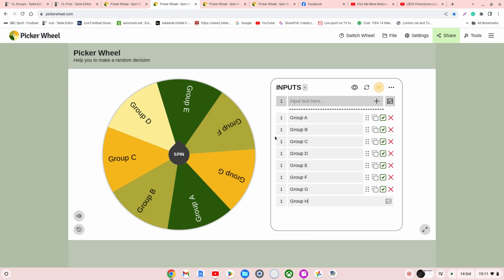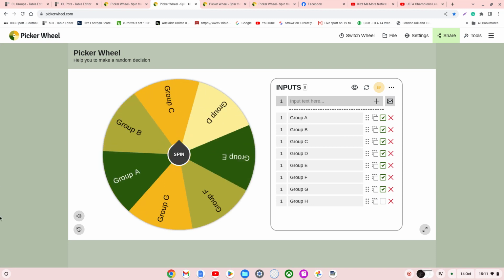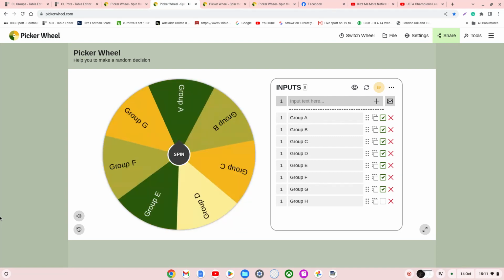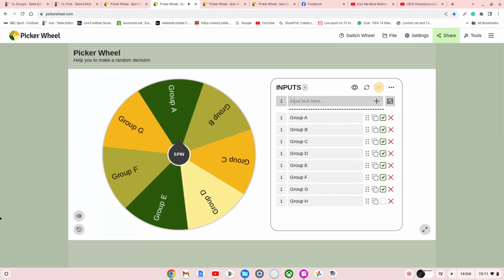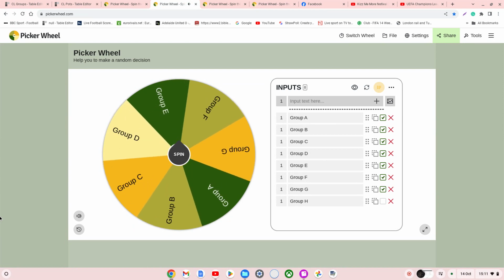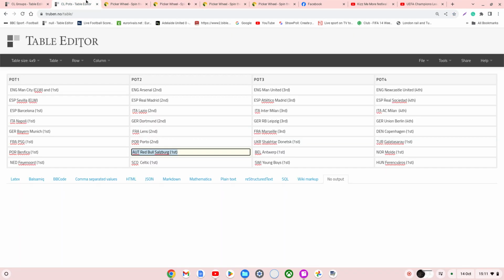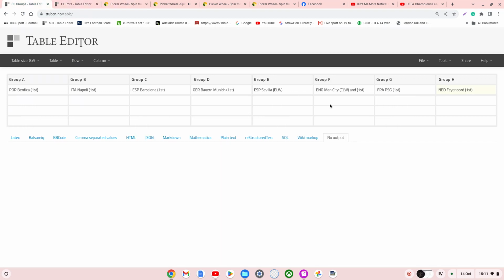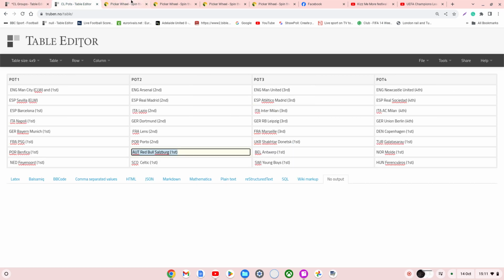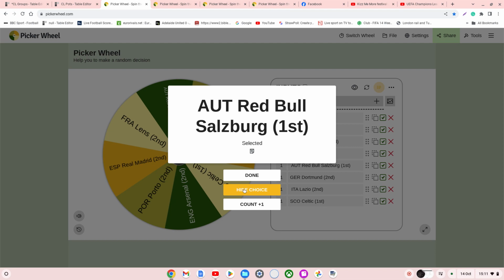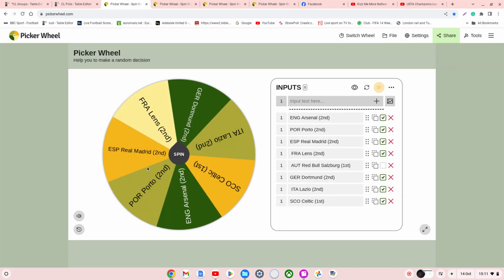Anyway, let's now shuffle that. No, not in fact. I'm not going to shuffle it. Right. Let's see who it is, and they will be in Group E. They will be in Group E, and they will be playing against Sevilla. Interesting, that one. Next team.